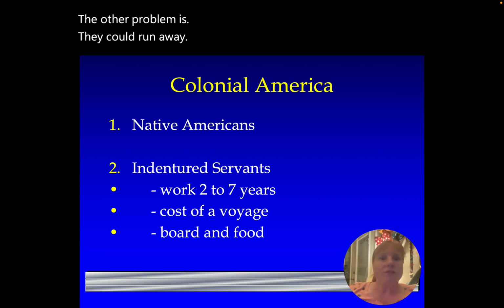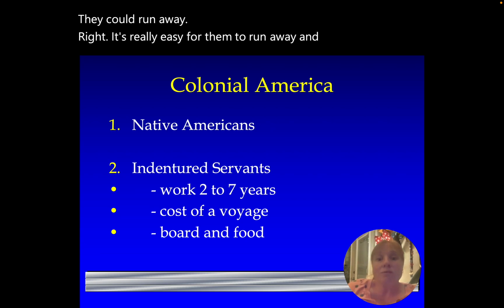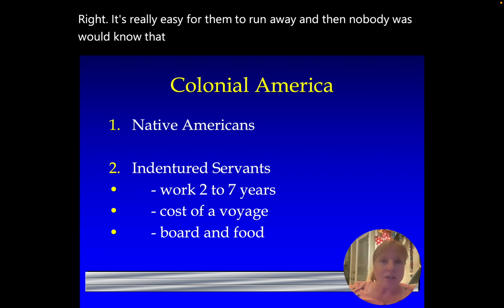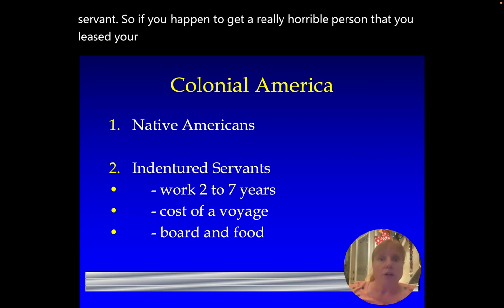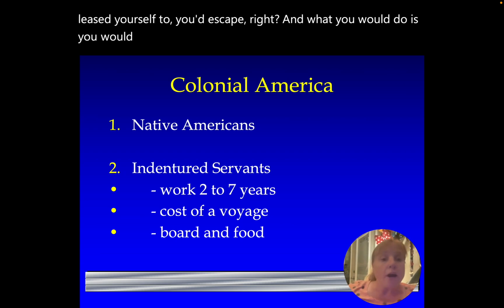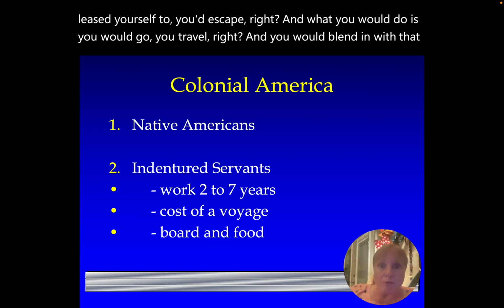Right? It's really easy for them to run away, and then nobody would know that they came to the Americas as an indentured servant. So if you happen to get a really horrible person that you leased yourself to, you'd escape, right? And what you would do is you'd travel, right? And you would blend in with that group of people.